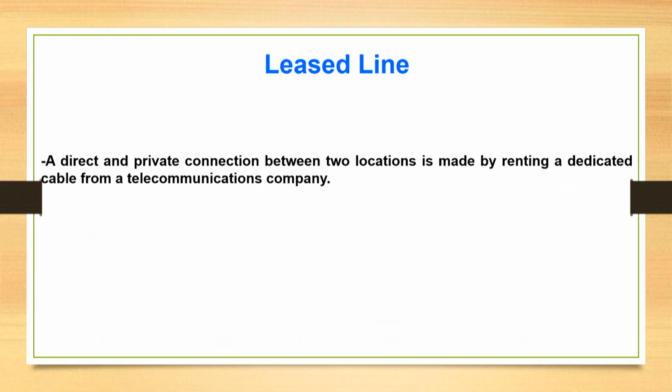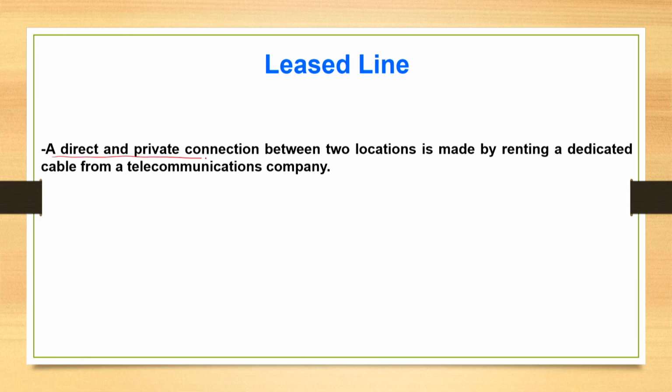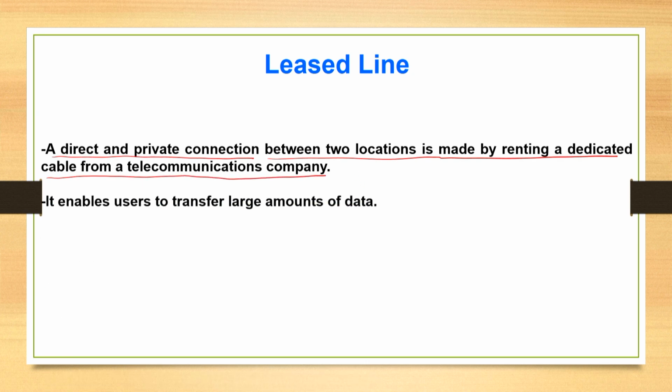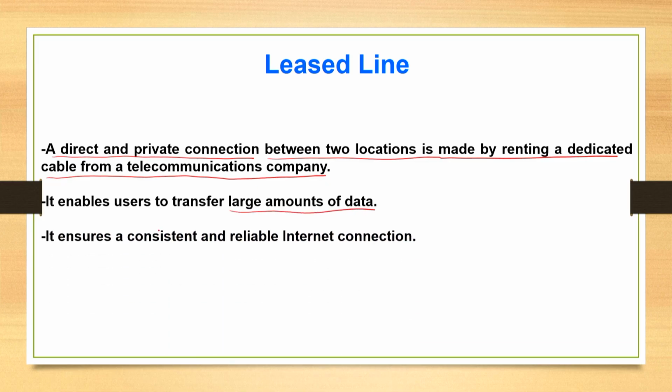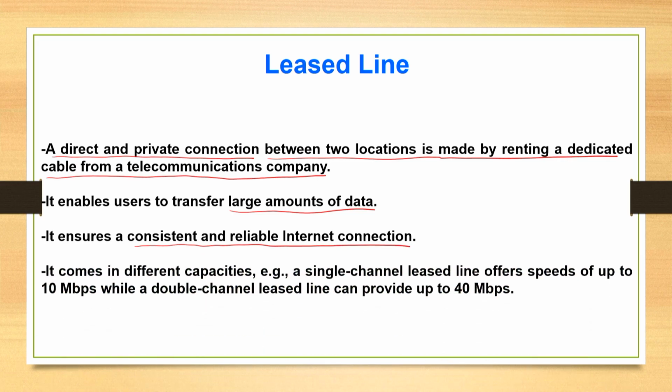So what are the features of the leased line? It's a direct or private connection between two locations, made by renting a dedicated cable from a telecommunication company. So, it enables a user to transfer large amounts of data. It also ensures a consistent and reliable internet connection, which was not there in the case of a dial-up connection.